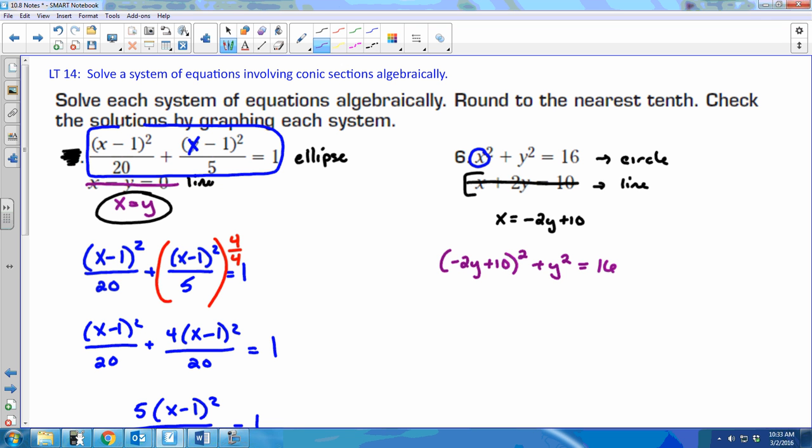This is where people make mistakes. They're trying to go too fast. You cannot just do (-2y) squared plus 10 squared. You actually have to FOIL this. So first, what's -2y times -2y? 4y squared.